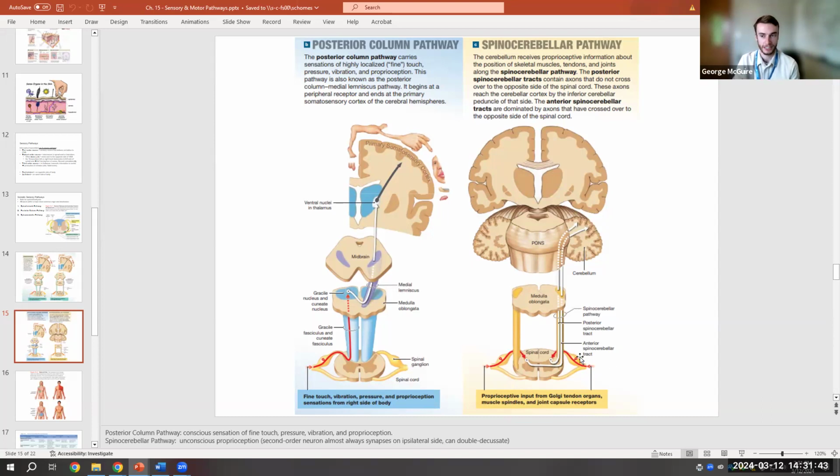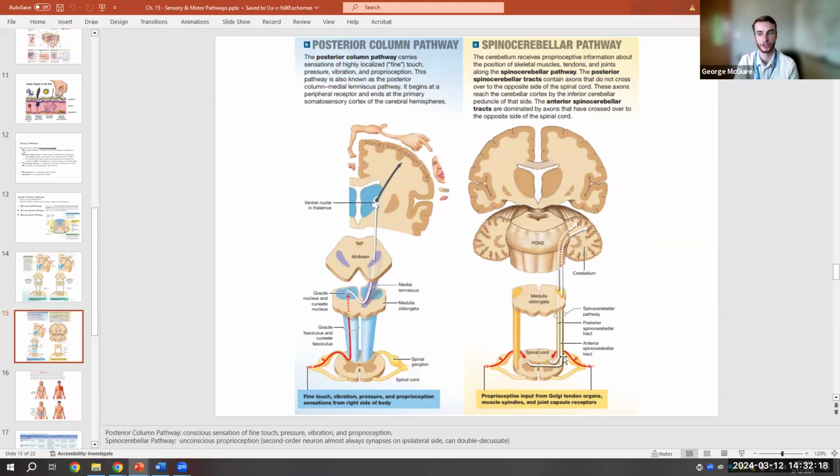So information is coming in, synapsing with the second order neuron in the spinal cord, and then that second order neuron takes the info all the way to the cerebellum, right? We're not making it to the thalamus, where it would potentially synapse with a third order. Since it's not going all the way up into the diencephalon, that second order neuron is transmitting that sensation all the way to the cerebellum. And the cerebellum's main role is the control, monitoring, and regulation of your muscles and body position.